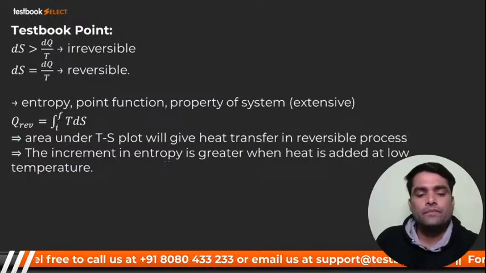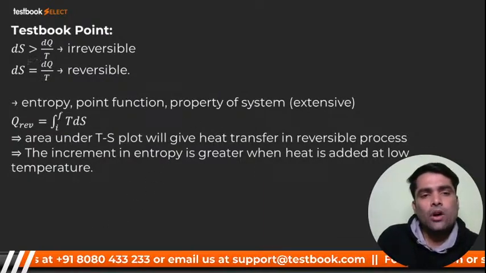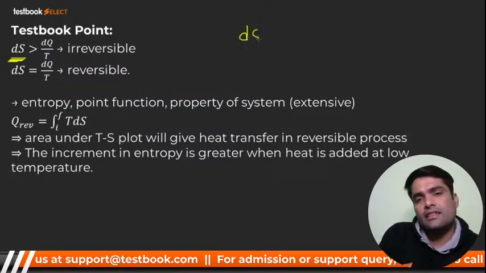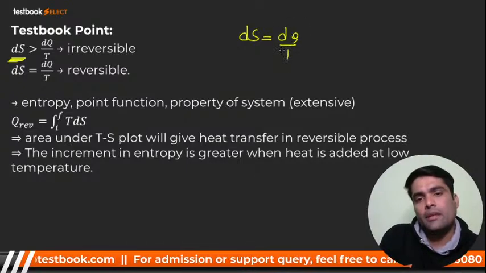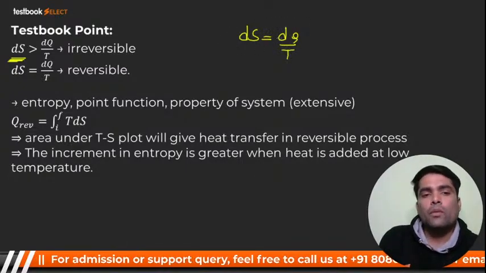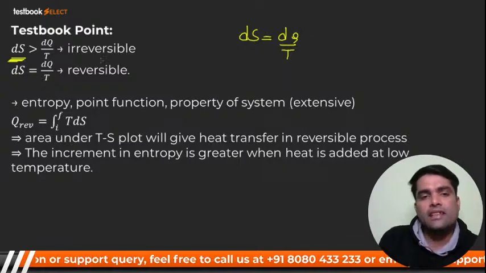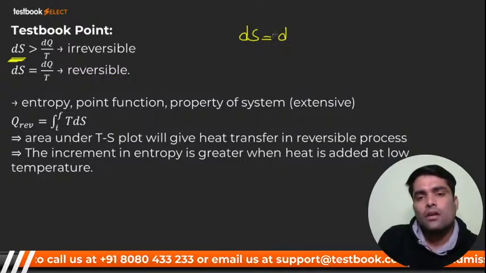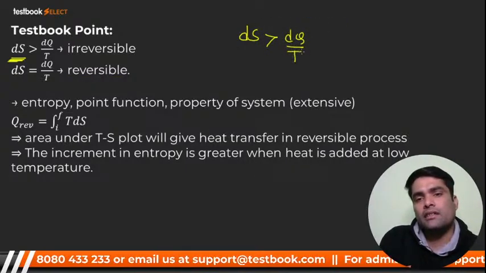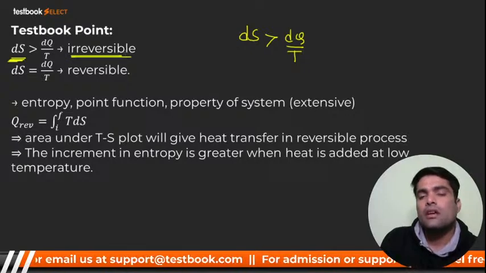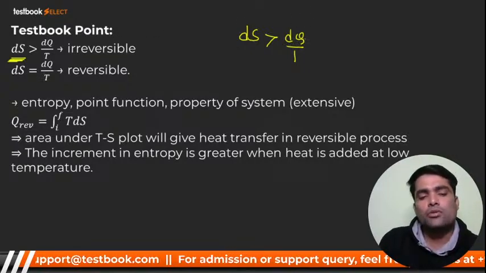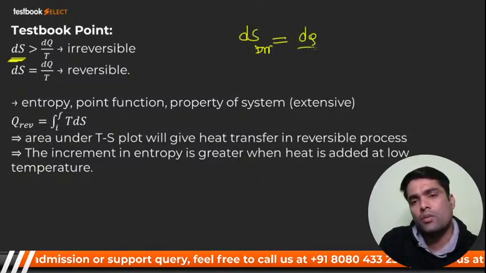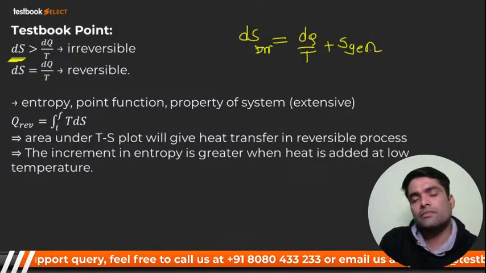Bacha party, see, if I talk about dS, I want to tell you dS is nothing but actually equal to dq by T, okay, normal. So my dear, when dS is equal to dq by T, then we can say the process is reversible only. But when dS is greater than dq by T, that is nothing but what, my dear? Irreversible process. So if I want to equalize it, dS for irreversible is what, my dear? dq by T plus entropy generation within the system. That is what is entropy generated.